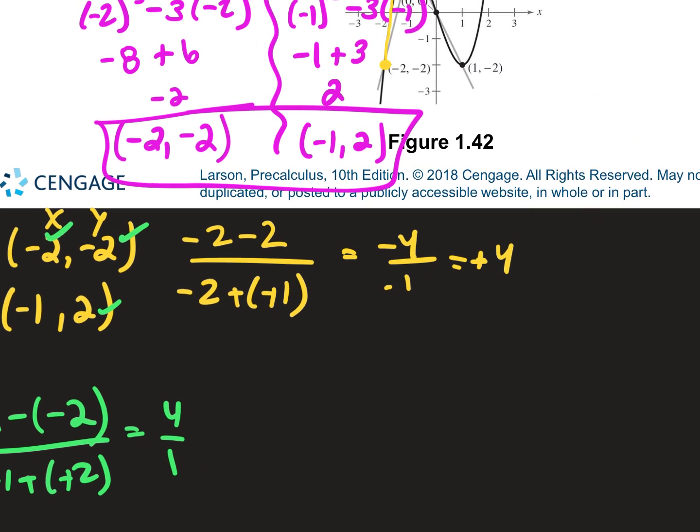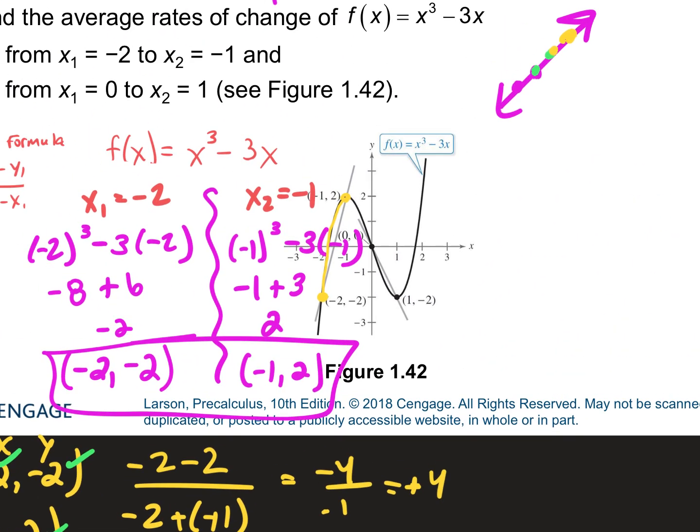So guys, if they ask you for the rate of change now between this point here, or they did 0, right? Between 0 and 1. Should your rate of change be positive or negative?